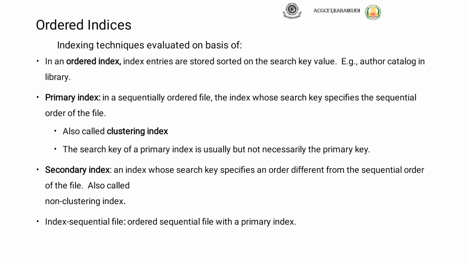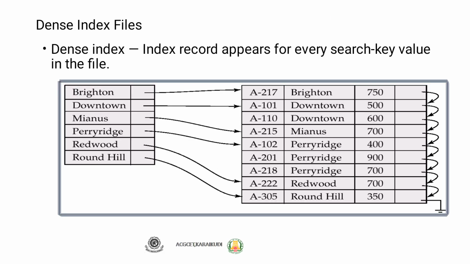Here we are going to see the dense and sparse indices. In this, first is the dense index. There are two types of ordered indices: one is dense index and the other is sparse index.